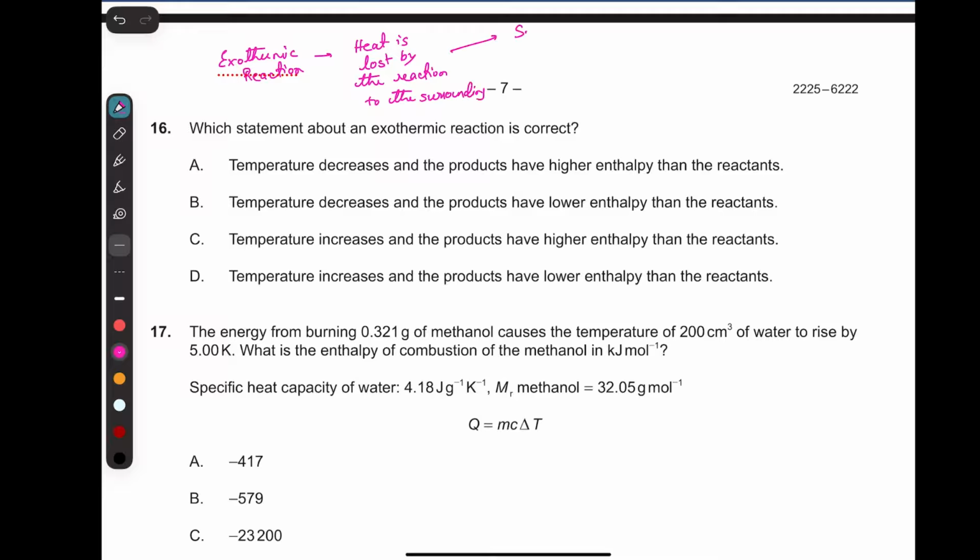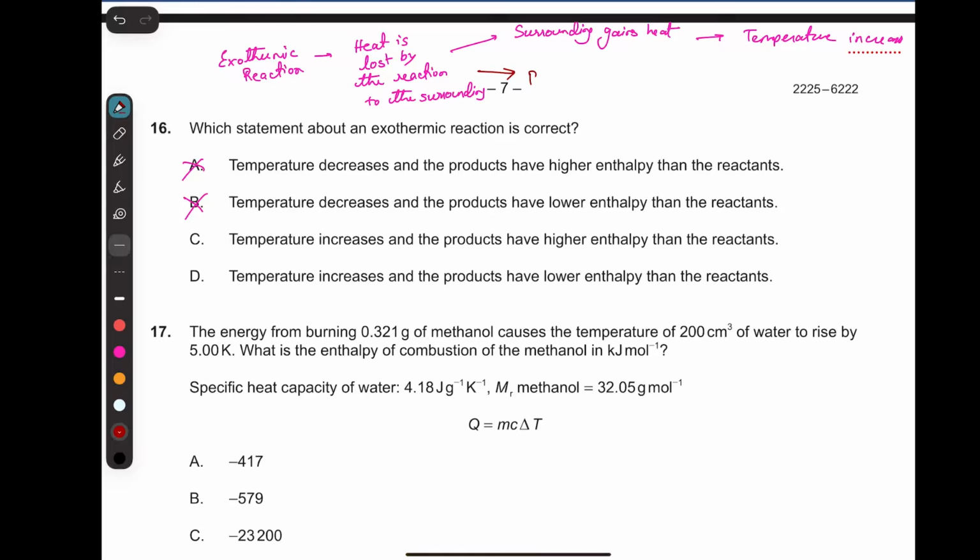So surrounding gains heat. So temperature increases. First, I know the temperature should increase, so I can eliminate A and B. Now, what about the reaction? The reaction is losing heat. If the reactants have some amount of heat, the product will have a lesser amount of heat because some heat will be lost to the surroundings.